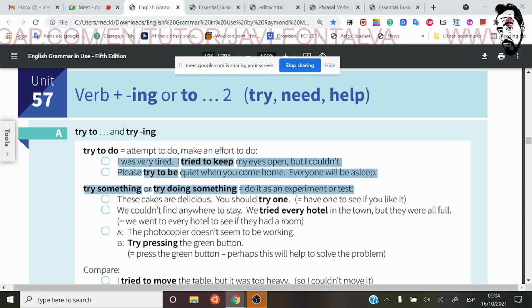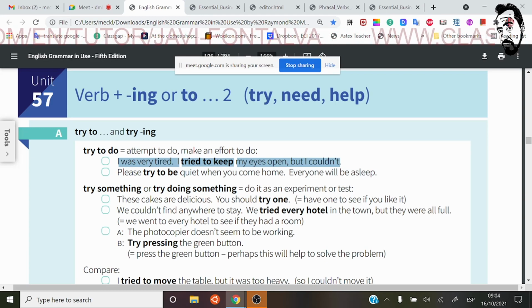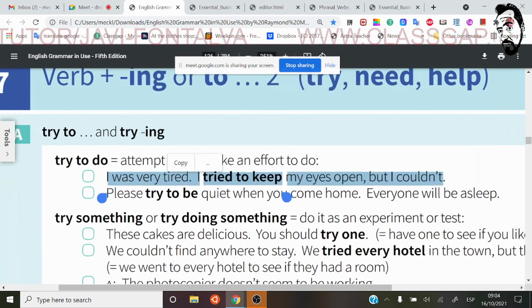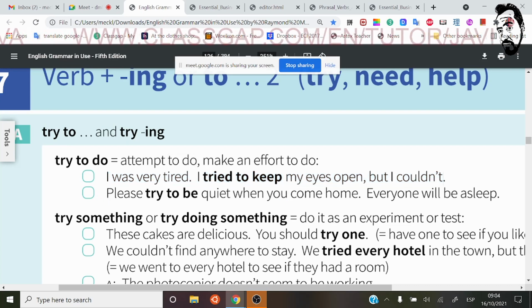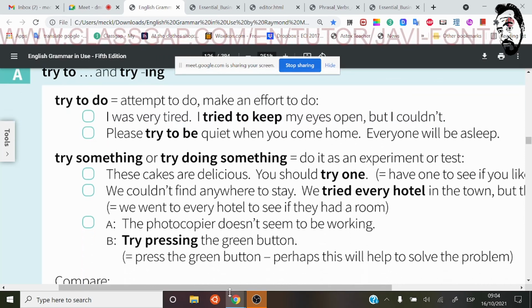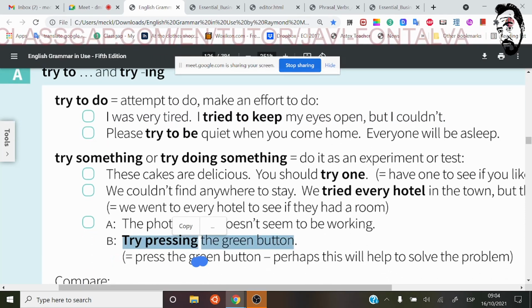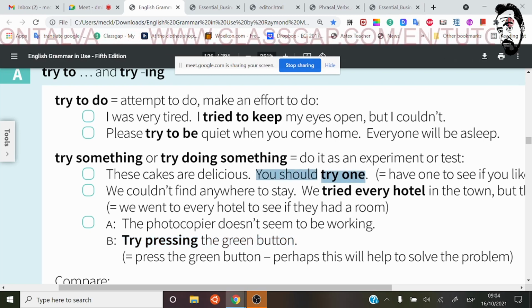Let me show you. For example, if I say this, I was very tired and tried to keep my eyes open. So, intenté mantener el ojo abierto. I tried to keep my eyes open, yeah? But, however, if I say this, try pressing the green button. Prueba presionando el botón verde. Yeah? Or, for example, try one. Prueba uno. Yeah? Try one.